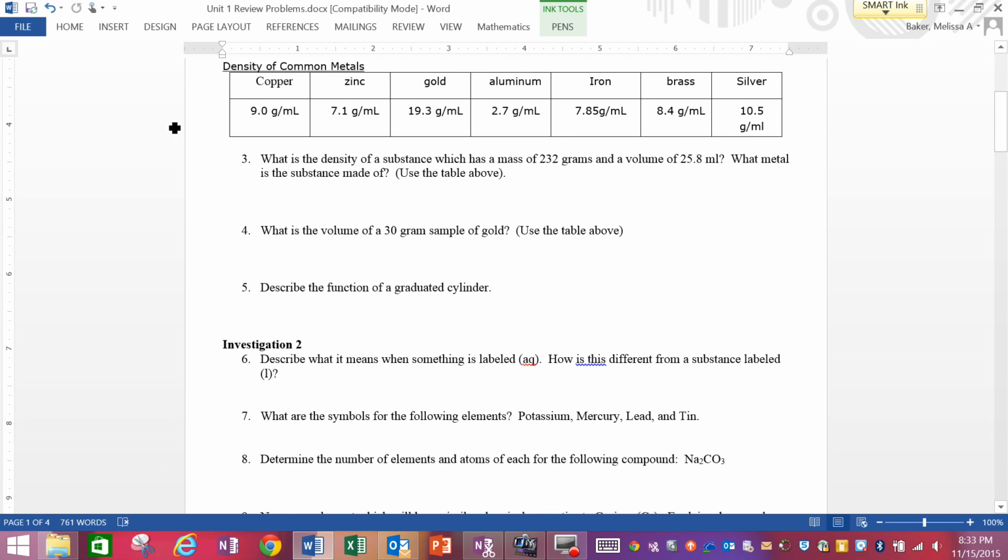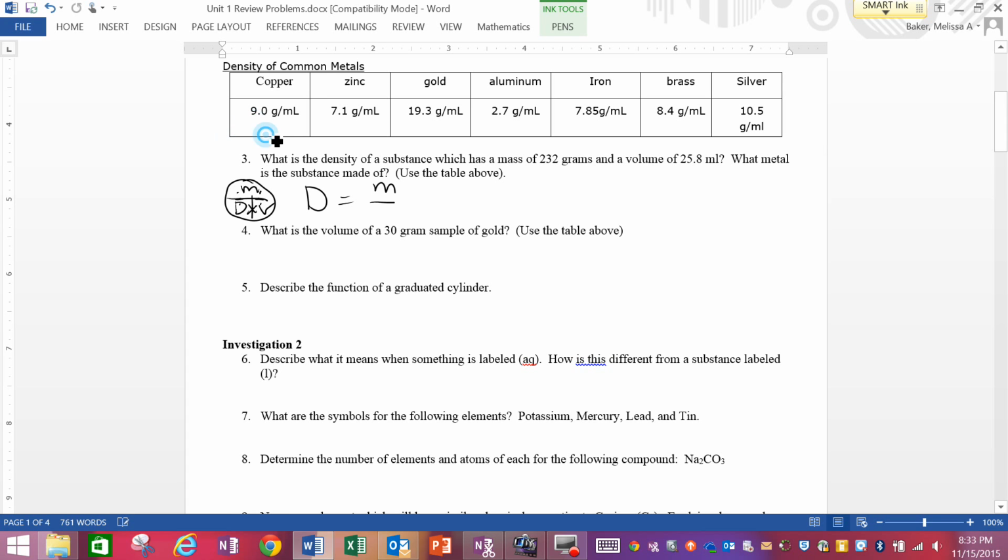Density. So for the density problems, you're actually going to have the density circle. Density, mass, volume. But you have to remember how to use it. You cover up what you're looking for. This is a multiplication, this is a division, this is a division here. So for the first one, you're looking for density.